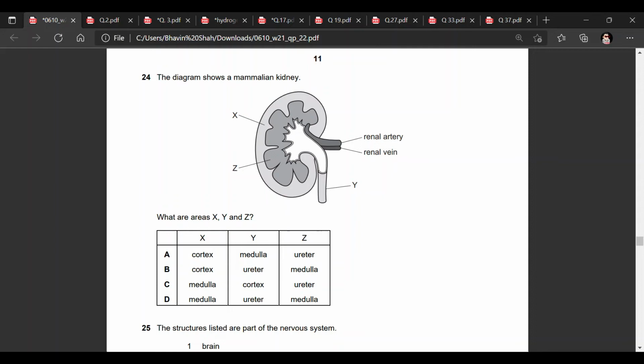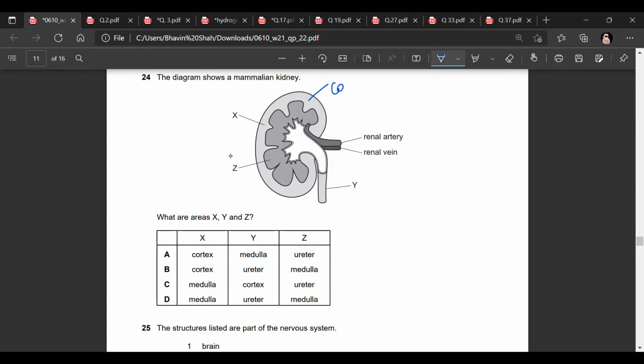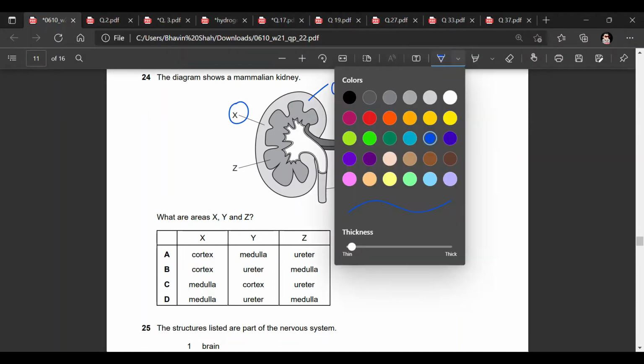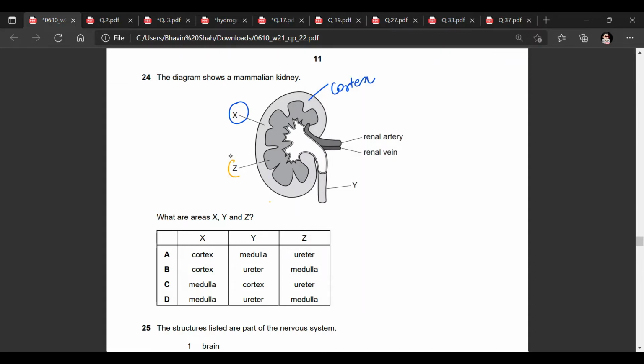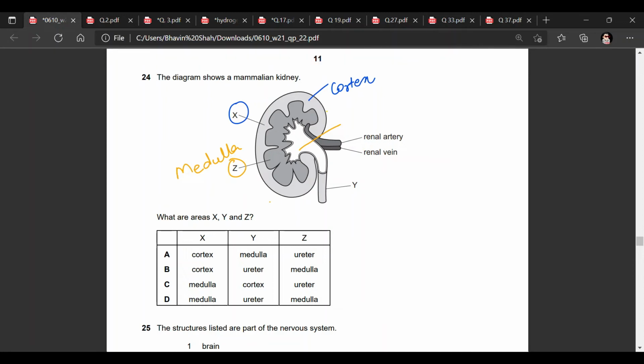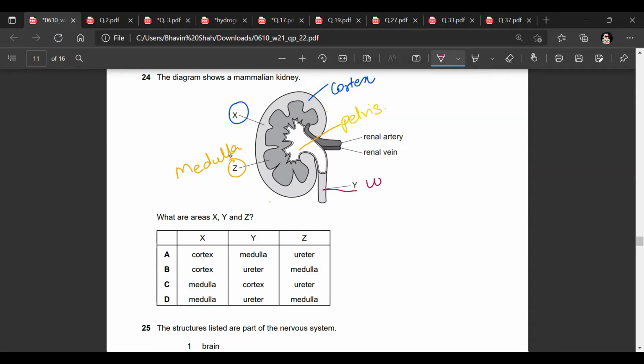Moving to the 24th part, we are looking at the areas of X, Y, and Z. So the parts of the kidney that we identify: the outer part is called the cortex, which is labeled as the X. Then the next part that we are looking at is the Z part, which is called the medulla. This part that you can see over here is called the pelvis. And the last part in the labeling is the ureter.